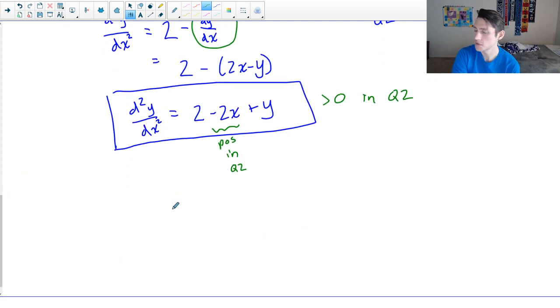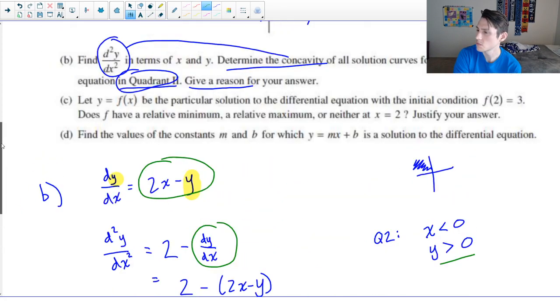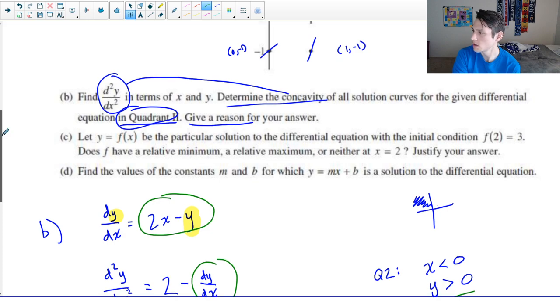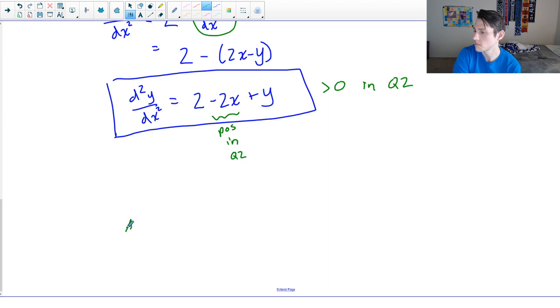Right, therefore, if the second derivative is always positive, how does that relate to the concavity? So that means, how did they word this? Concavity of all solution curves. Okay. So let's say all solution curves will be concave up in quadrant 2. How do we know that?